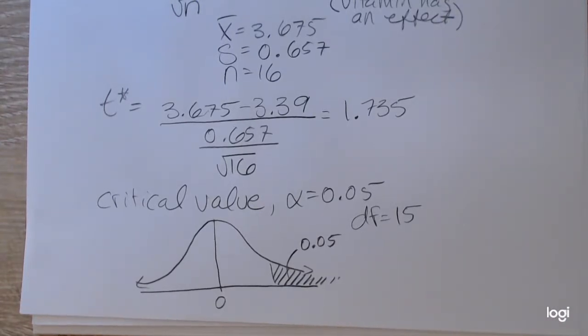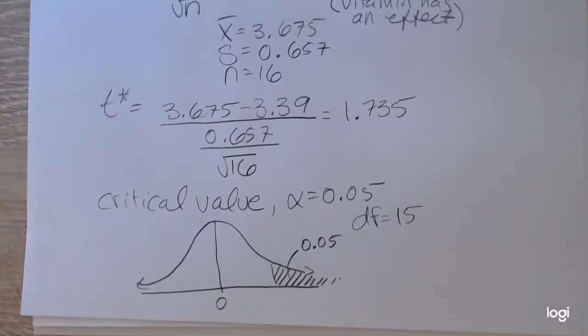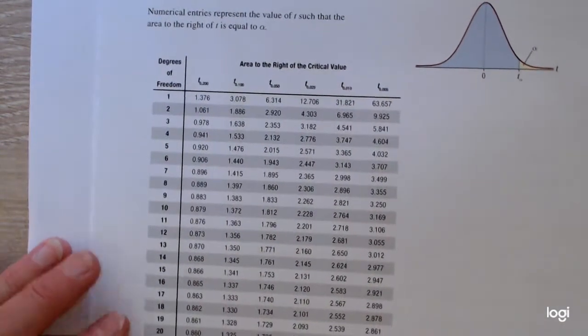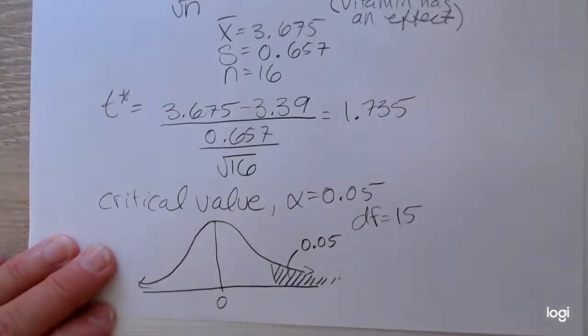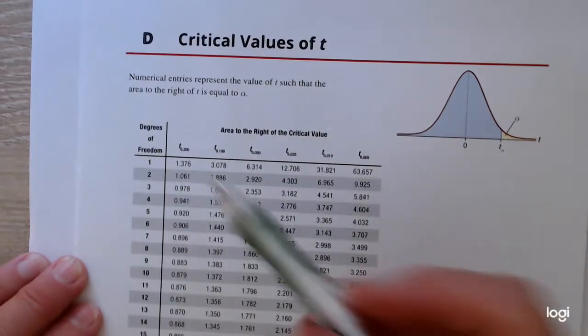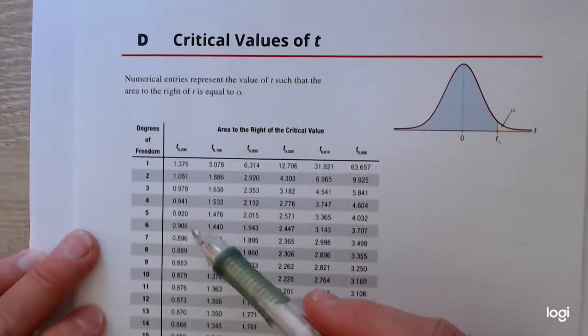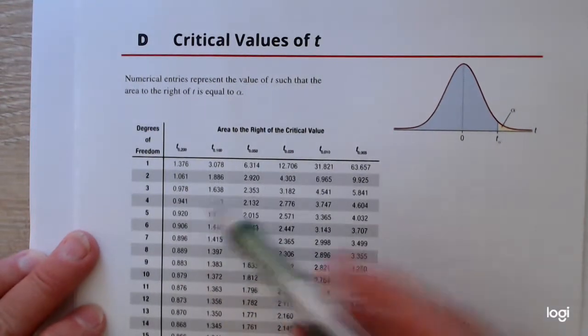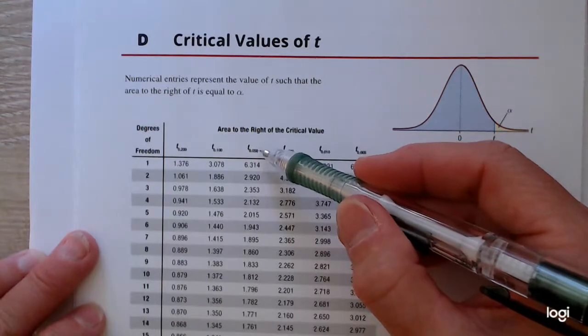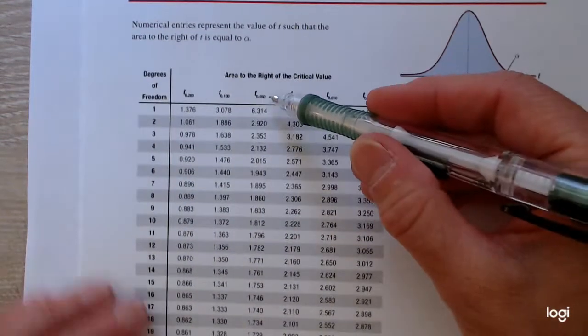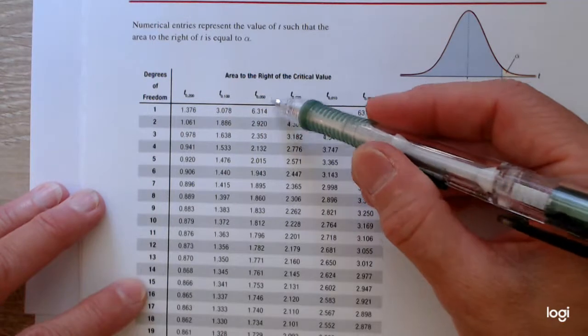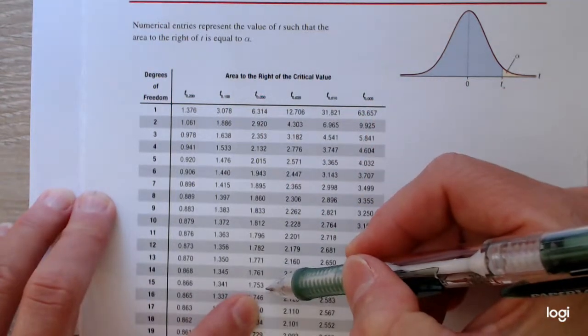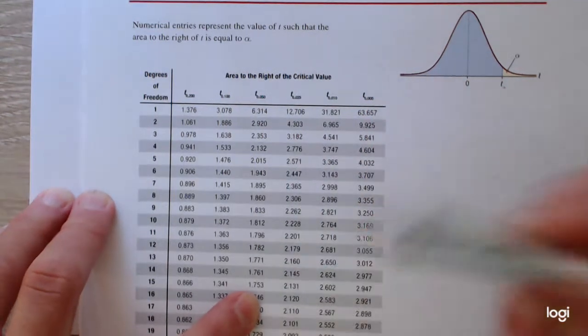And if I can find my t-table, my apologies, I misplaced it. All right, so reading down to 15 degrees of freedom and over to 0.05 in that tail. Okay, again, this font is so small, it's hard for me to see. I get a critical value of 1.753.